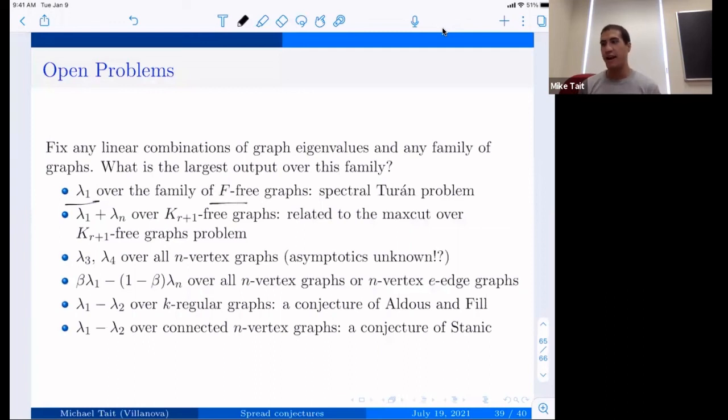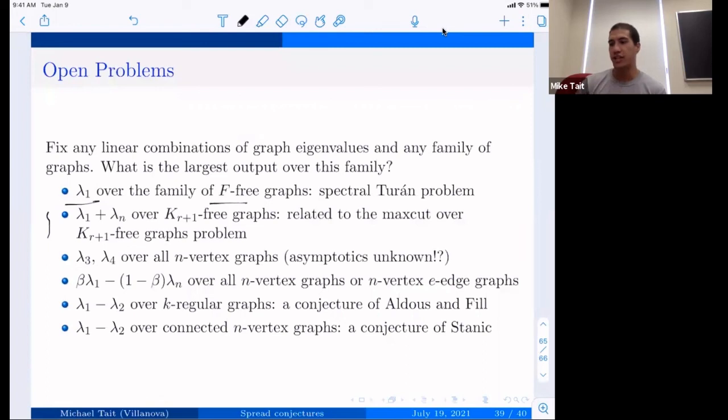I think this is very interesting. It's the topic of a whole other talk, but there are a lot of interesting questions in that first bullet point. This one, lambda1 plus lambda n, is related to an old conjecture of Erdős about making a triangle-free graph bipartite: how many edges do you have to remove to make a triangle-free graph bipartite? This is sort of a spectral version of that. It's related because lambda n tells you something about the max cut, basically.